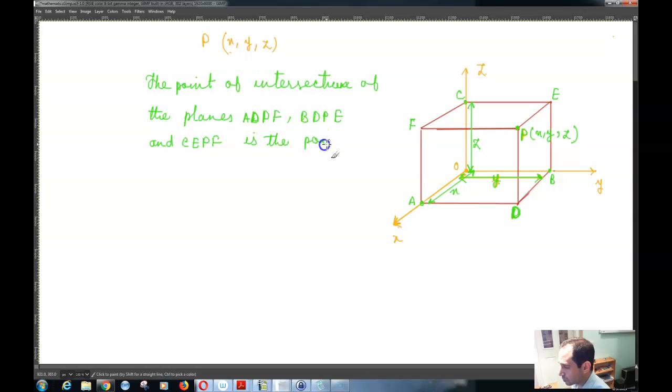is the point P corresponding to the ordered, not pair but triplet, X, Y, Z.